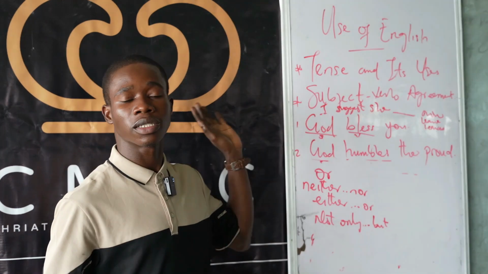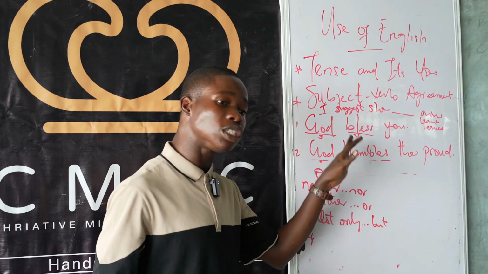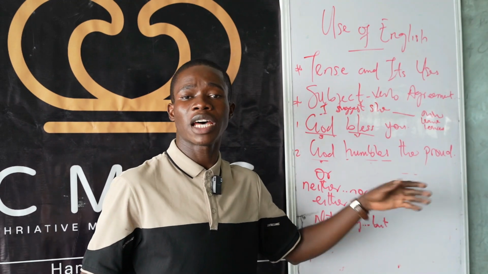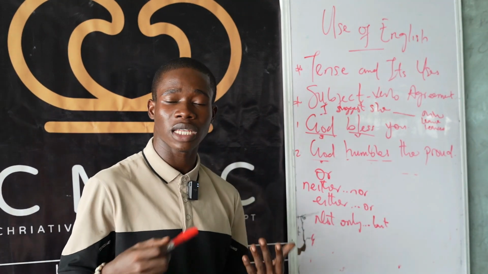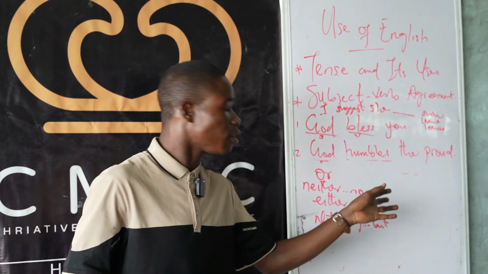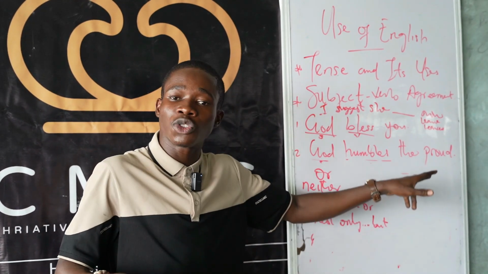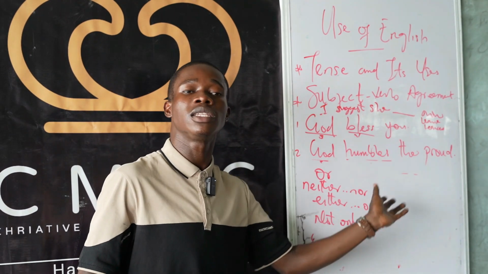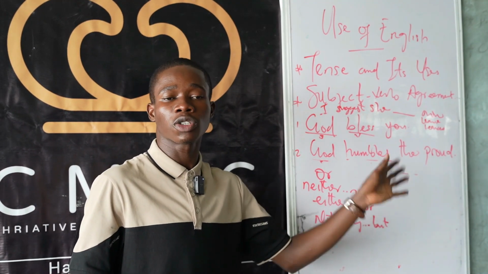When you have these, the rule says the item or the noun closest, nearest to the position of the verb is what determines your verb, whether it will be singular or plural. That is, if the noun closest to the verb is plural, use a plural verb. If the noun closest to your verb is singular, use a singular verb.